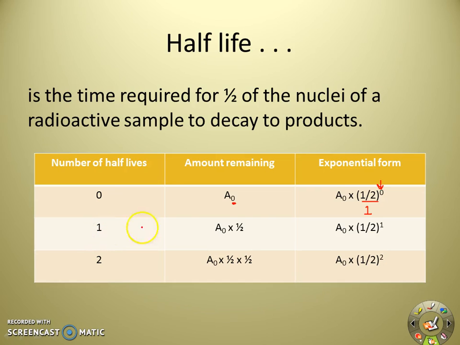After 1 half-life, you have cut your initial amount in half. So it's your A naught times 1/2. You've broken it down by half. If you look at it in exponential form, your number of half-lives is going to be this exponent here. So we've decreased it by 1/2 one time. At 2 half-lives, you're going to take your A naught times 1/2 times 1/2. So we've decreased our initial amount by 1/2 2 times.